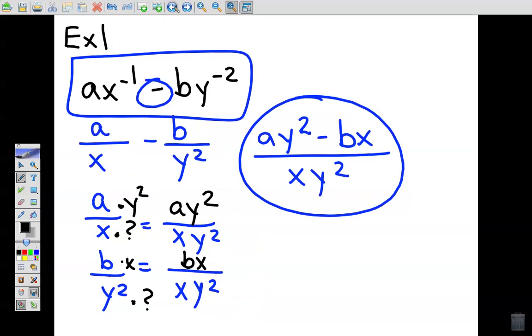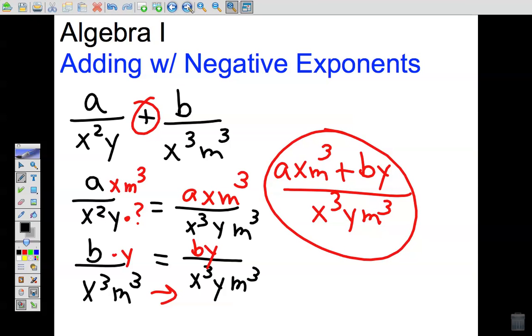So the topic was adding with negative exponents.